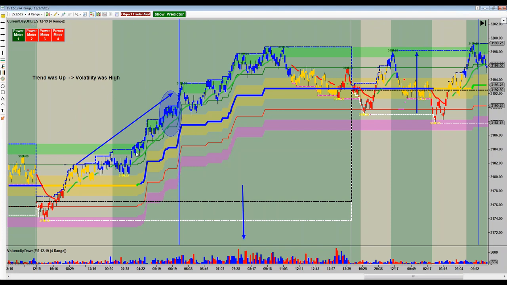Right here, you can see that on the current day open high low indicator, the blue dashed line is the high of the day, the black dashed line is the open of the day, and the white dashed line is the low of the day. So right here at the open, literally, you opened at the high of the morning. Now, the natural tendency is to want to buy that. Right? You want to buy that. But you can't. You have to wait for a pullback, which we got right here.